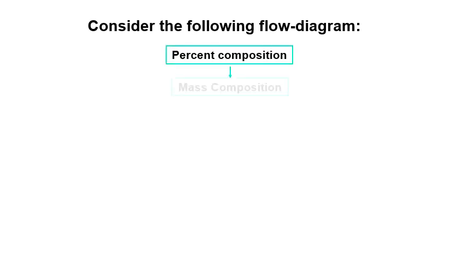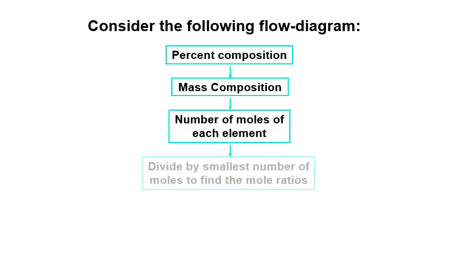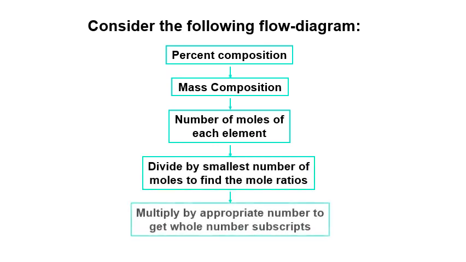Consider the following flow diagram. This diagram shows how to calculate empirical formula. If the data is given by percent composition, get the mass composition, and then calculate the number of moles of each element. Then divide by the smallest number of moles to find the mole ratios. Lastly, multiply by an appropriate number to get the whole number subscript.